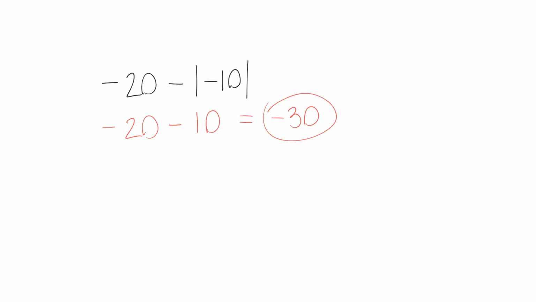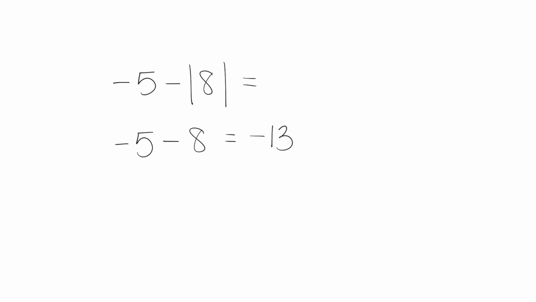Let's try a couple more. What if we have -5 minus the absolute value of 8? So our -5 still stands. Subtract. The absolute value of 8 is 8. So -5 minus 8 is -13.